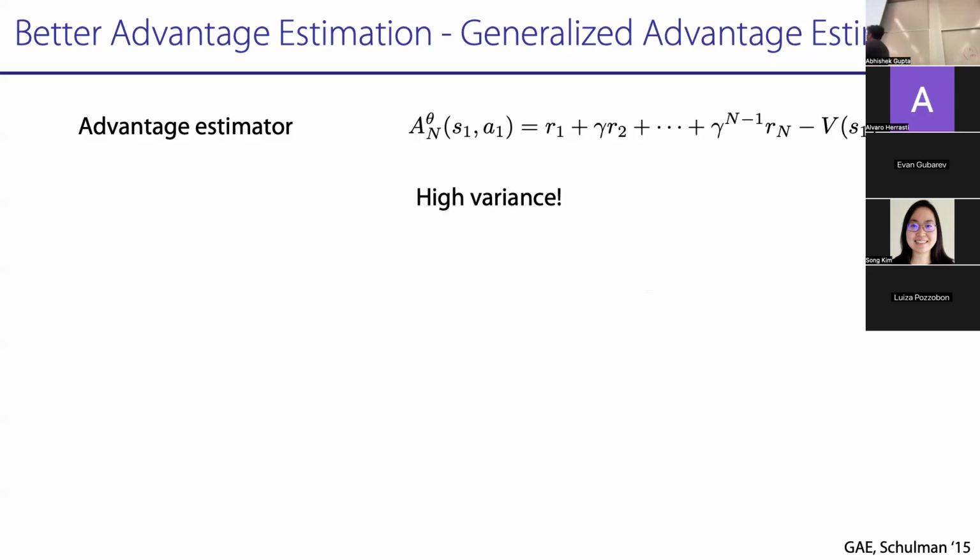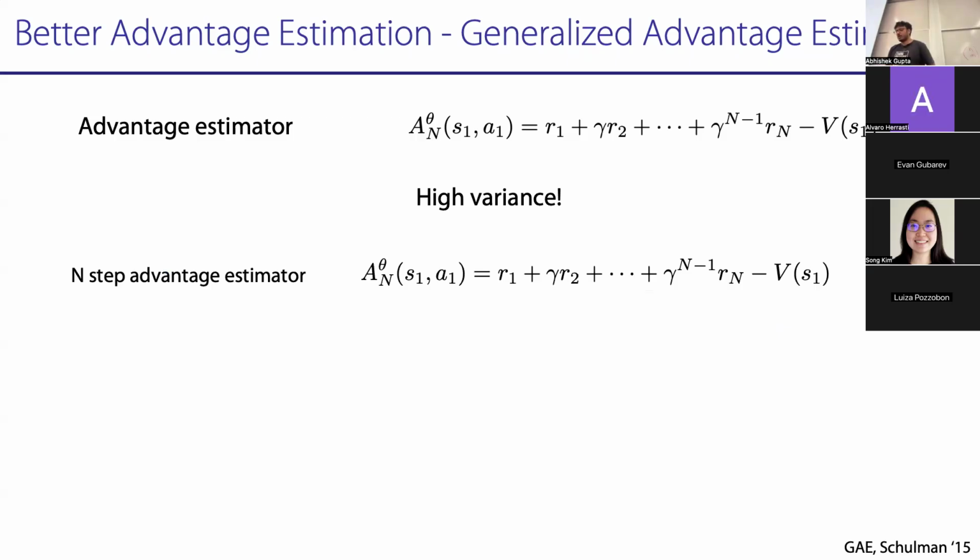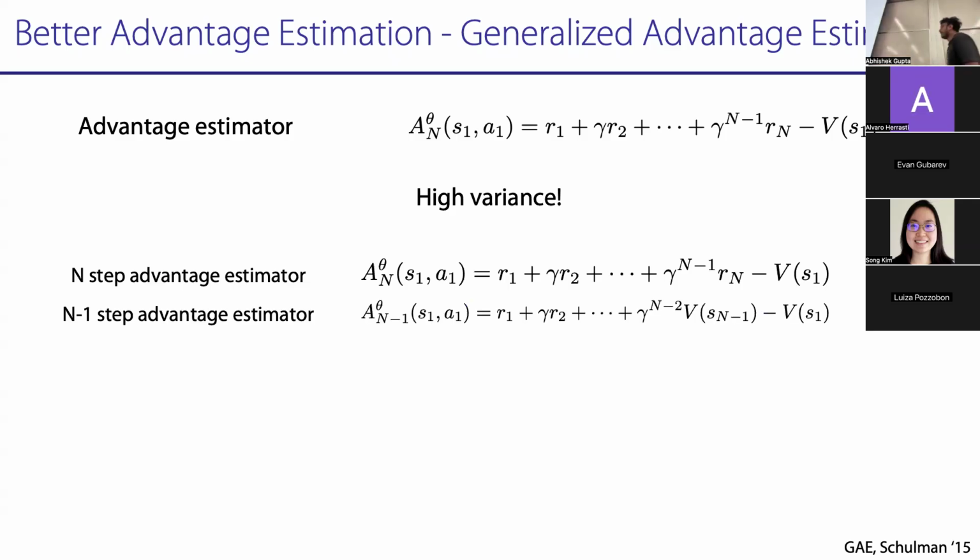But what GAE notes is that this might be particularly high variance, because you're still taking a single sample estimate. You're still saying that this is the sum of rewards along a particular trajectory, so it's a single sample estimate with high variance. And what they do instead is say that this is one of a broader class of advantage estimators, which go like this. You could say A sub n of S1, A1 is basically R1 plus gamma R2 plus gamma squared R3 till gamma to the n minus 1 R_n, but no terminal value.